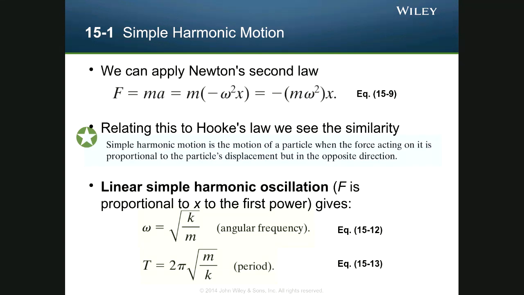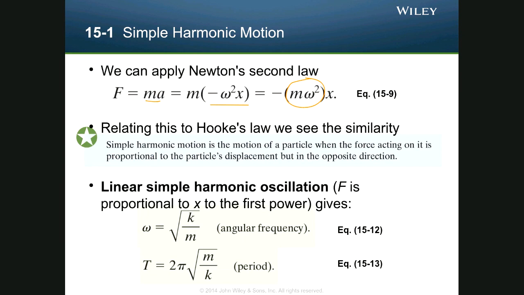So you'll notice that we have slowly been deriving the stuff we did on that big slide where we saw everything from Newton's law. We saw it quick and at one time, and now here we're slowly getting there. And again, we saw this before. You can set ma, you can replace a with minus omega squared x, and they've isolated this part here. For linear simple harmonic motion, F is proportional to x to the first power, which gives omega equals the square root of k over m, and the period equals 2 pi times the square root of m over k.